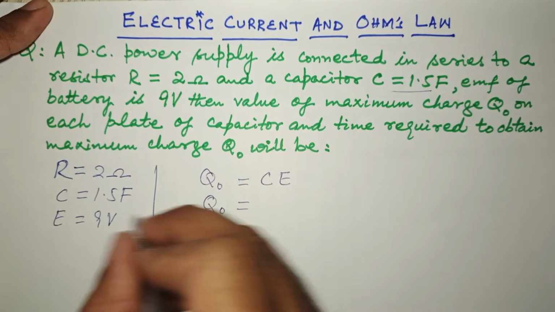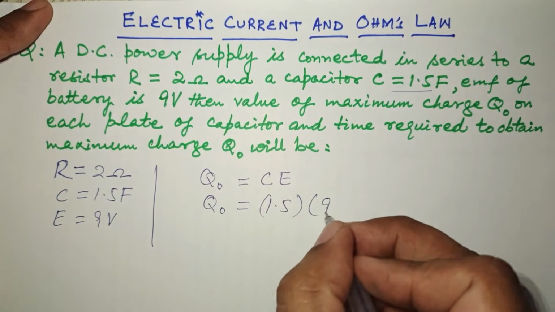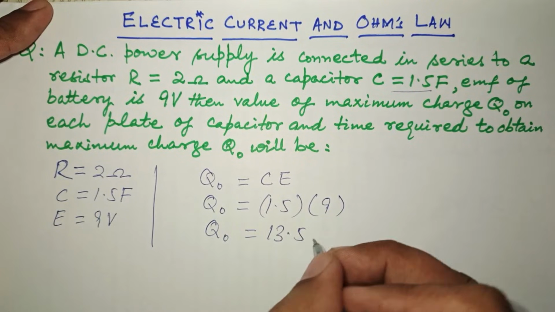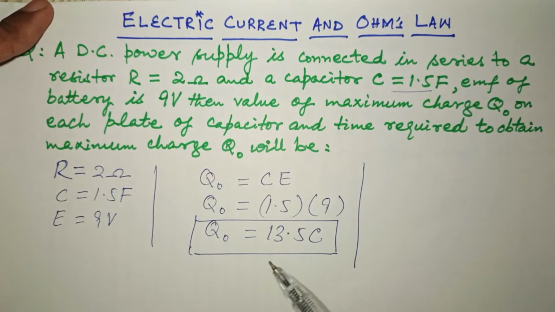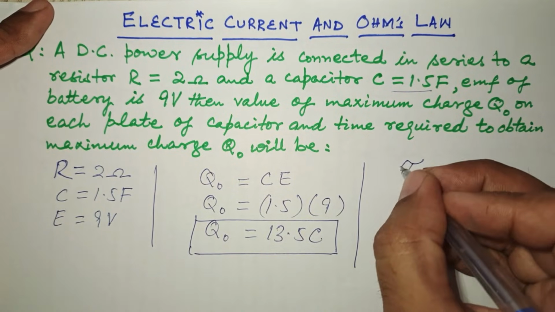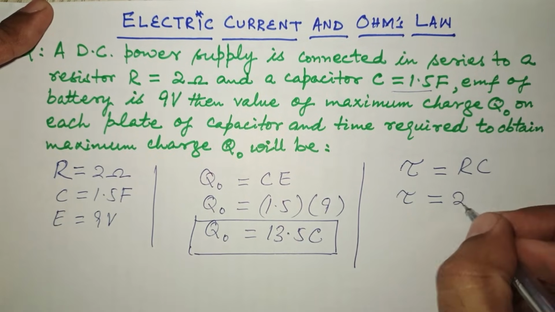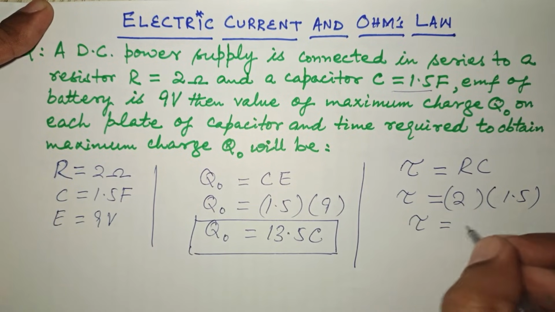So Q naught is equals to C, which is 1.5, multiplied by 9. So Q naught is 13.5 coulomb. This is your first answer. Now the next one. How much time is required to obtain the maximum charge? We know that the time constant tau is equals to RC. R is 2 ohm and C is 1.5 farad. So tau is equals to 3 seconds.